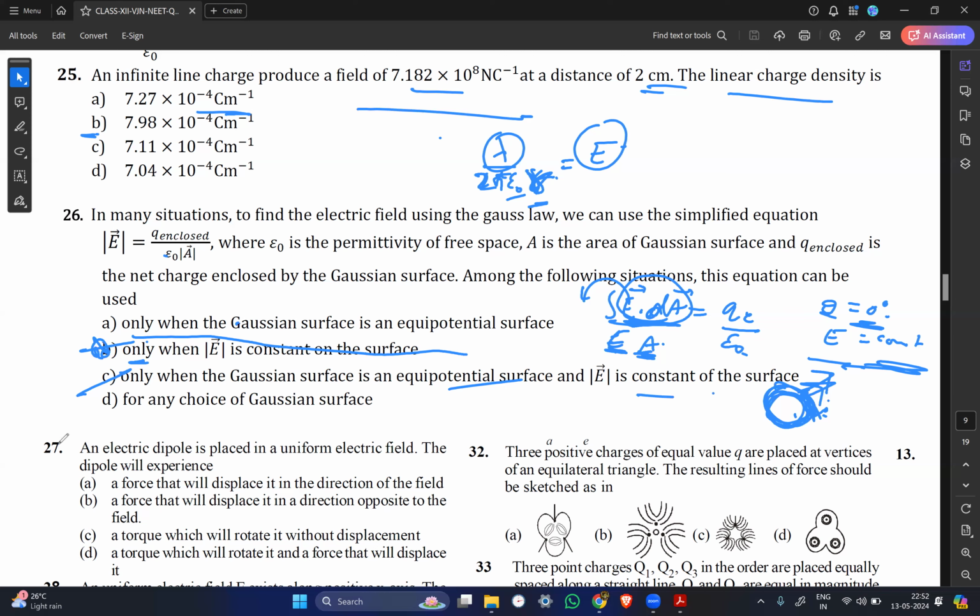Then 27th. An electric dipole is placed in a uniform electric field. A dipole will experience, okay. So if the field is uniform, force will not be there. Only torque will be there. Right, force will not be there. So only torque will be there without displacement because there is no force in it. This one is C.